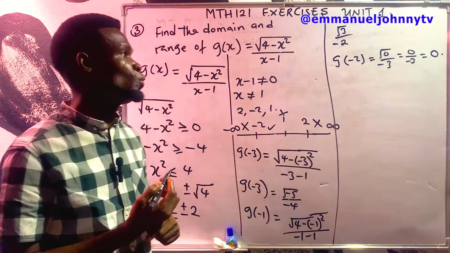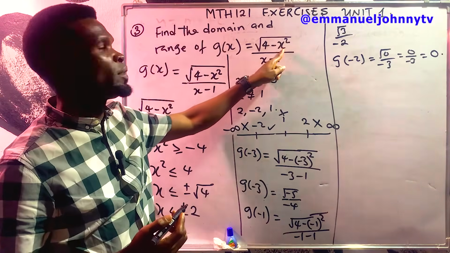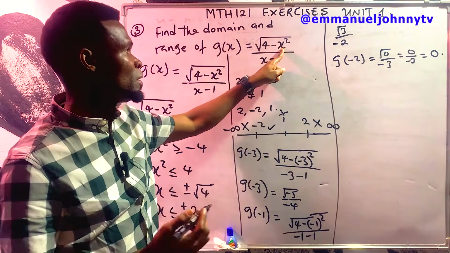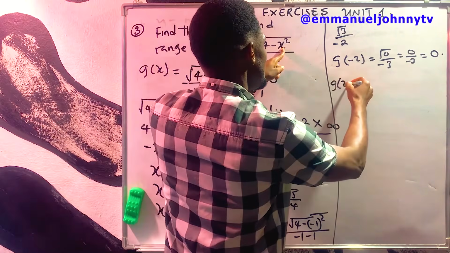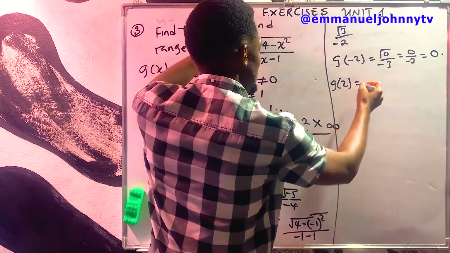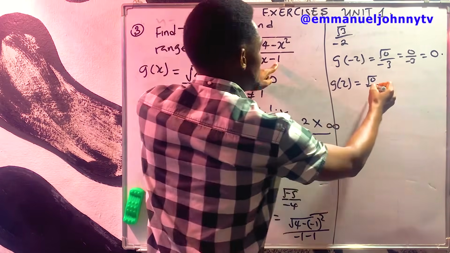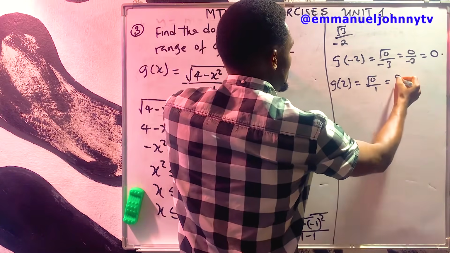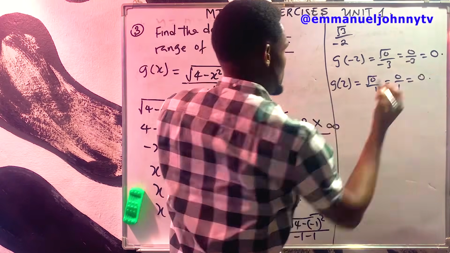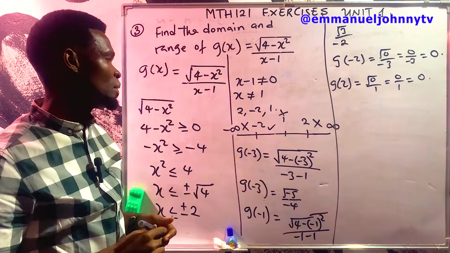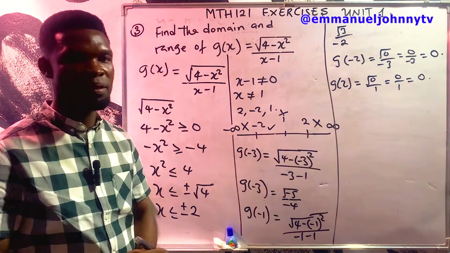Let's pick the point 2. 2 squared is 4. 4 minus 4 is 0. That means that g of 2 will be square root of 0 all over 2 minus 1, which is 1. Square root of 0 is 0 over 1, which is 0. So it therefore means that this point is defined.